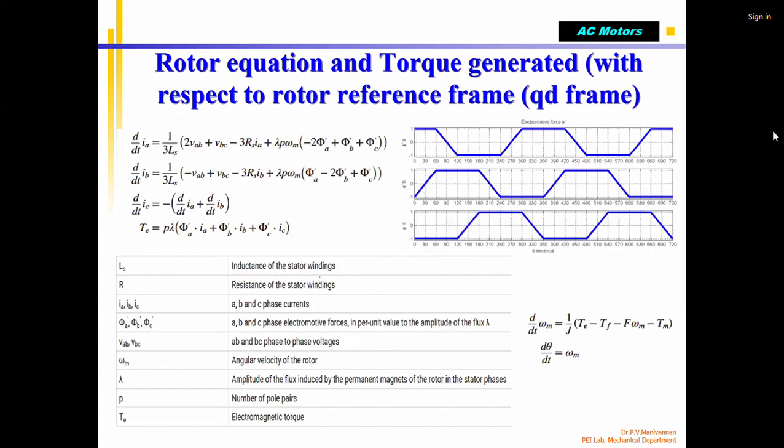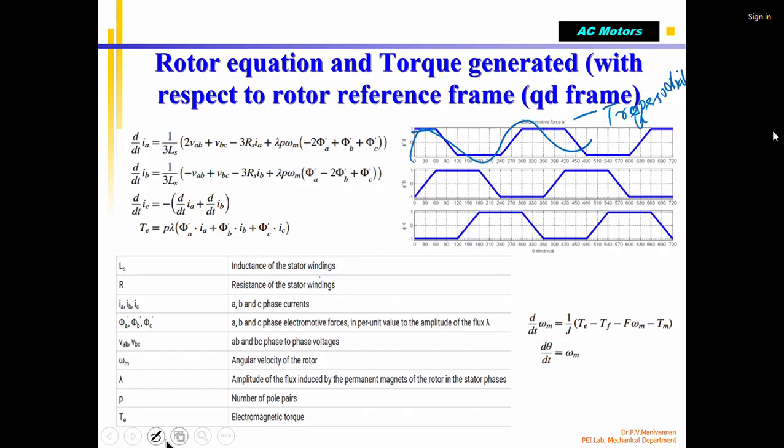Instead of that, you can have a concentrated winding, and you supply the stator winding with a trapezoidal waveform. This is called a trapezoidal waveform. The shape is trapezoidal, not sinusoidal like this.